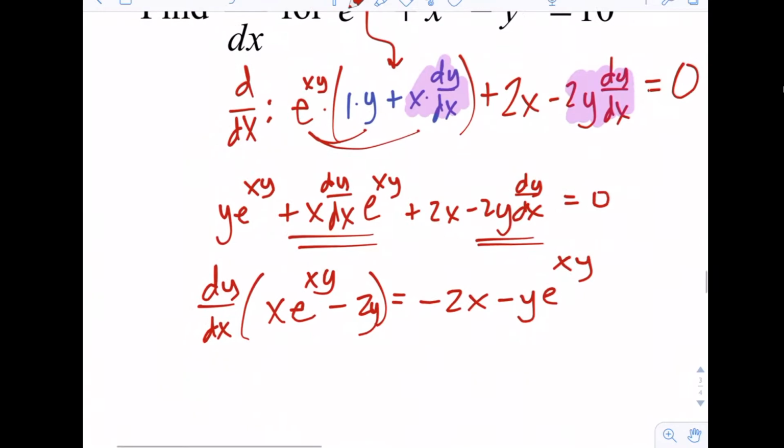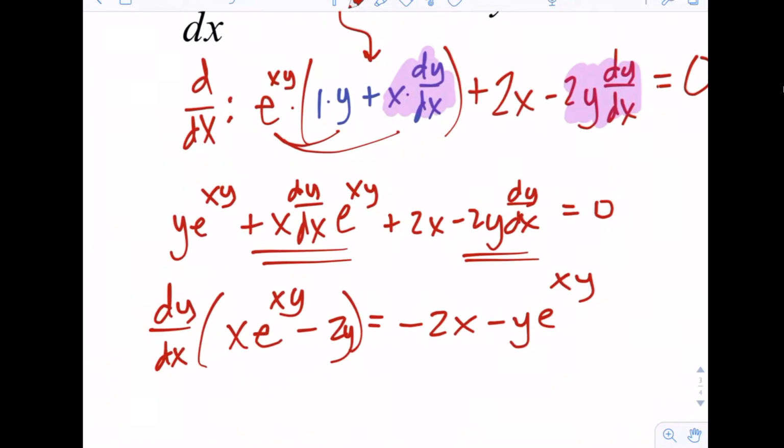Now from here, how are we allowed to factor it? Yeah. You can leave them on the other side, but you just try to be as efficient as possible.